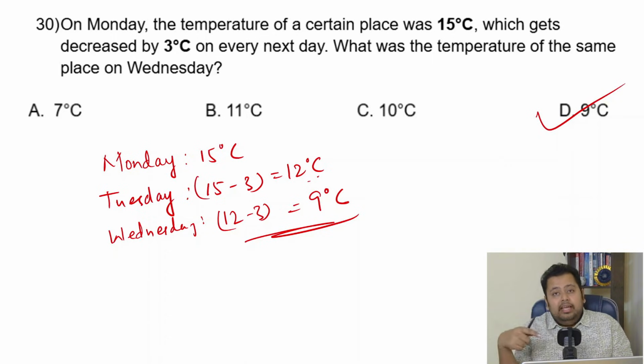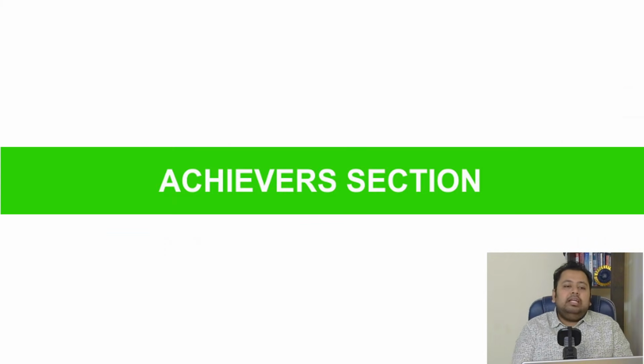So every next day, it falls by 3 degrees, right? So if on Monday it was 15, it fell by 3 degrees to 12 degrees on Tuesday. It again fell by 3 degrees on Wednesday from Tuesday, right? So that is why 9 degrees centigrade is your correct answer. With this, we complete the everyday mathematics section as well. And now we will move to the achievers section. Each question in this section carries 2 marks, and that is why it is a very, very important section, right? So let's start solving with question number 31.